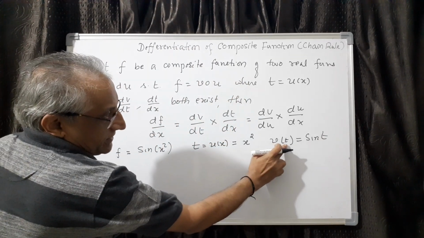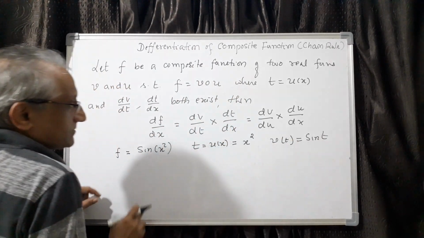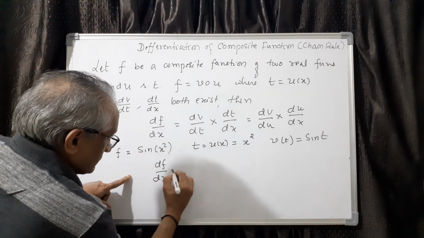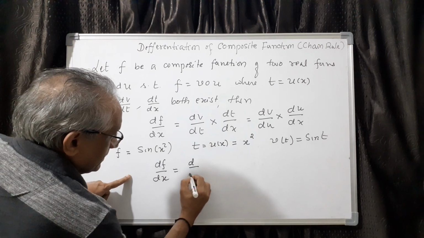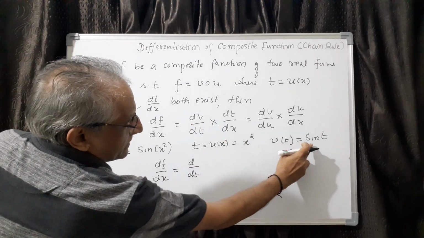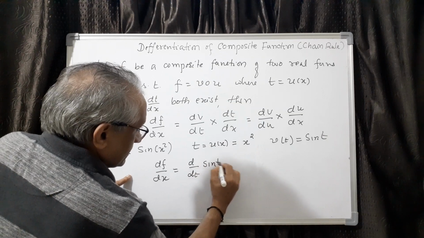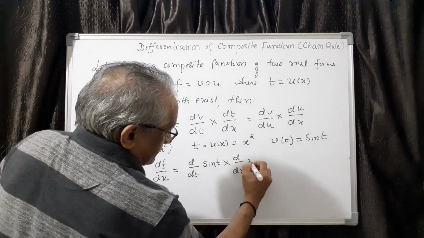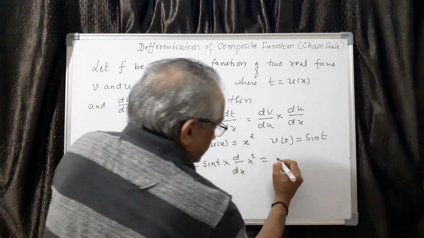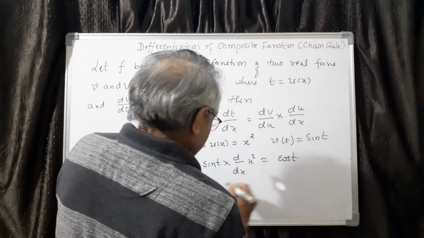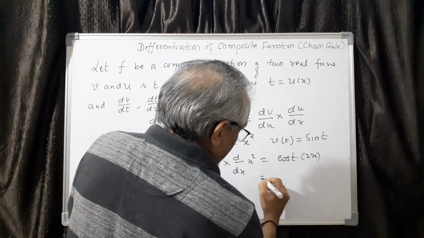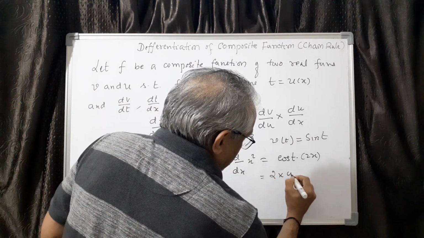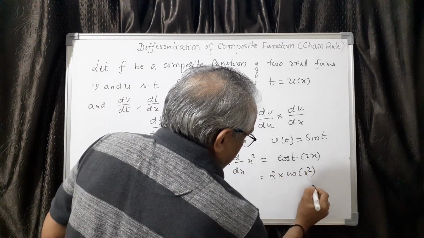Actually v of t, t is u, so it is sin t. Now if you use this formula, df by dx will be equal to d by dt of v, which is sin t, into d by dx of t, which is x square. When you simplify, you get cos t into 2x. But now you have to write t. t is nothing but x square, so it is 2x cos x square. So this is the answer.